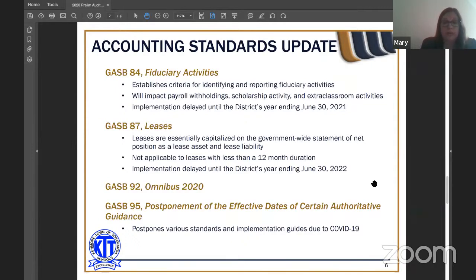And then we have GASB 95, which basically just talks about the postponement of all those other GASBs based on COVID-19. And the Financial Accounting Standards Board, which is the standards for other entities, they're doing a lot of this postponing as well. So it's not just the government accounting standards that are being postponed.